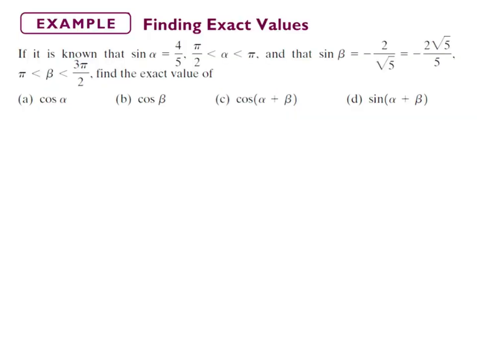So we'll do one more of these type problems. We know that the sine of alpha is 4/5, and alpha is between pi over 2 and pi, and sine beta is minus 2 over the square root of 5, and beta is between pi and 3 pi over 2. So how do I find cosine of alpha?